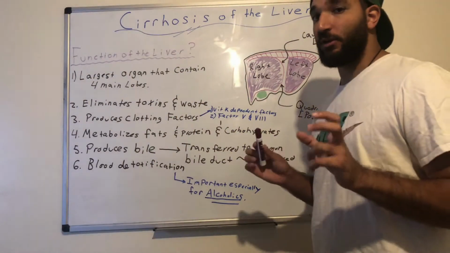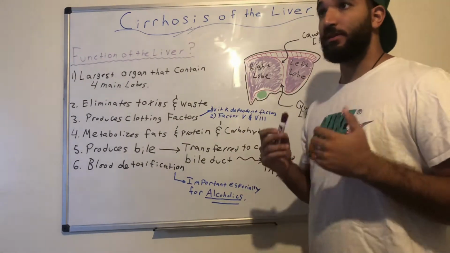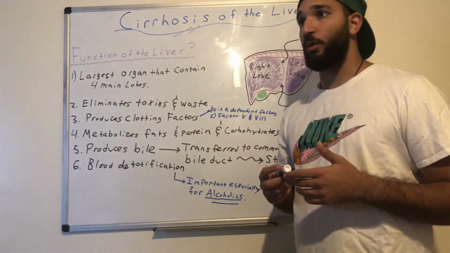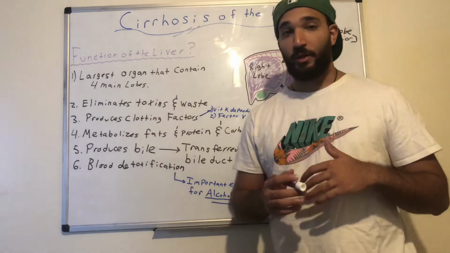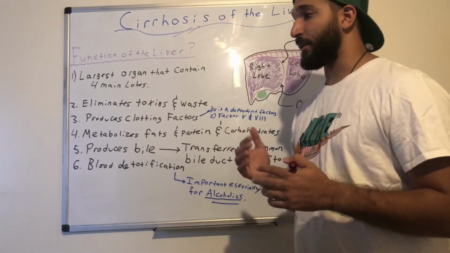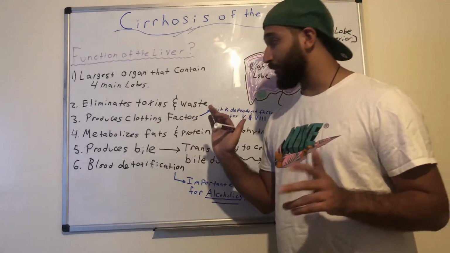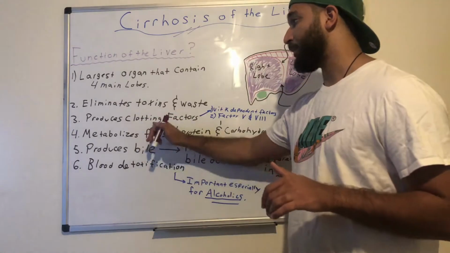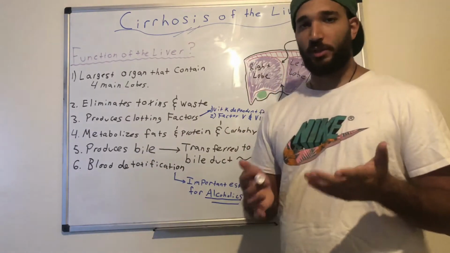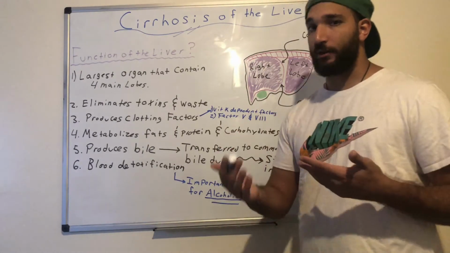So one of the functions of the liver is to eliminate toxins and waste. This is extremely important for patients who are alcoholics and drink an enormous amount of alcohol. What the liver is going to do is eliminate those toxins and waste by filtering them out. The next function of the liver is that it produces clotting factors. Specifically, it's going to produce vitamin K dependent factors such as factor 5 and factor 8.